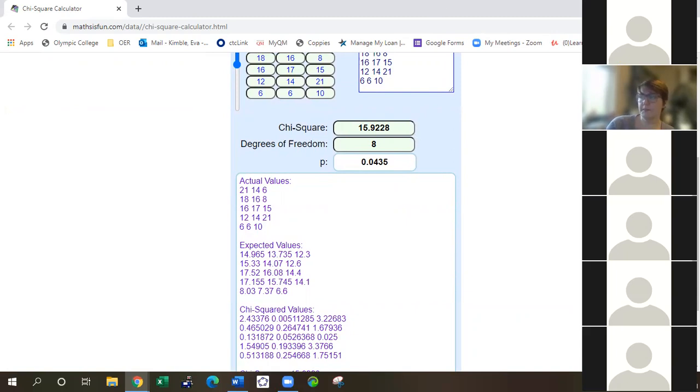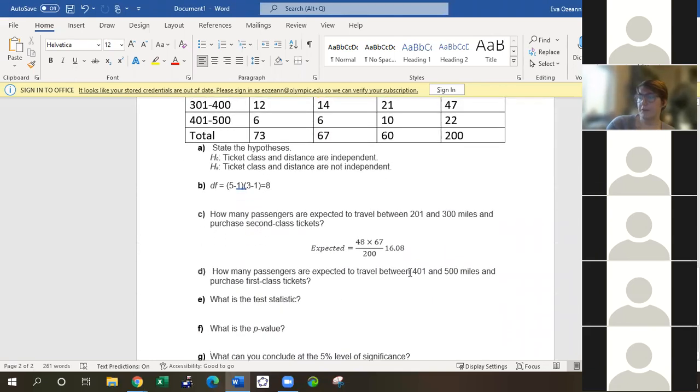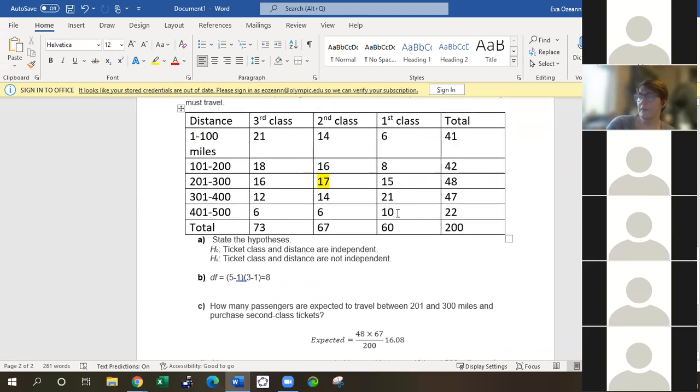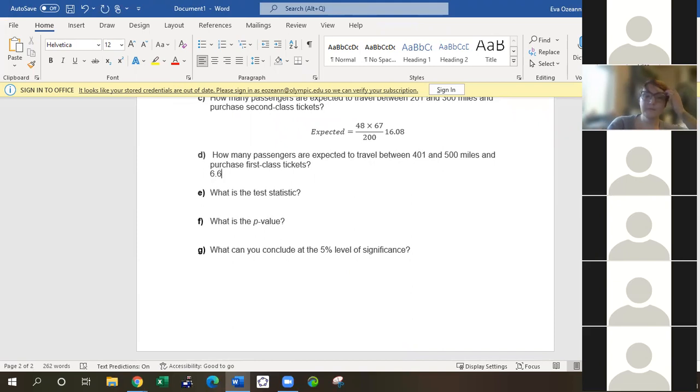If we look at where that expected value for 400 to 500 miles in a first class ticket would be, that would be the very last expected value that we should see. That expected value should be 6.6. Now, if you're like me and you just see a sea of numbers, you're more than welcome to find the expected value by hand. If I am asked to only find one expected value, I'd rather do it by hand than look at this crazy sea of numbers. Totally up to you.